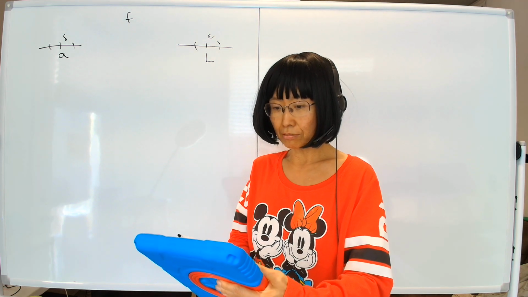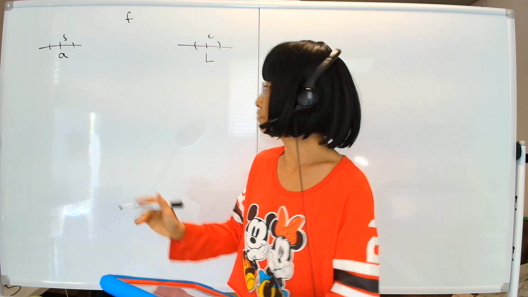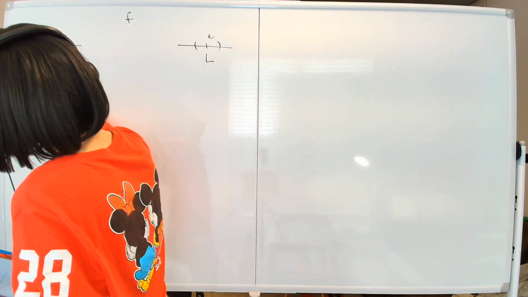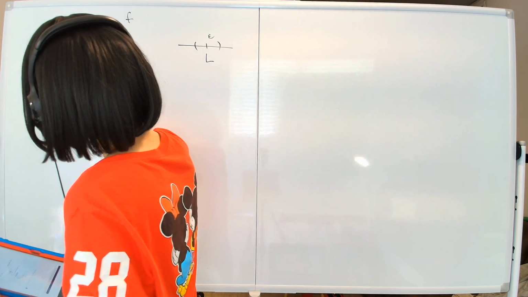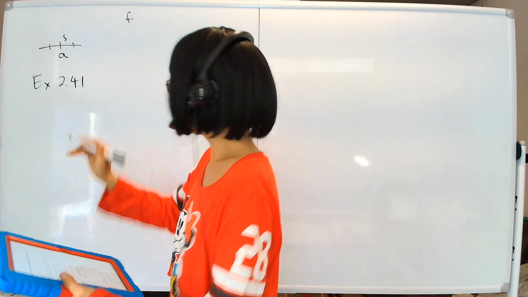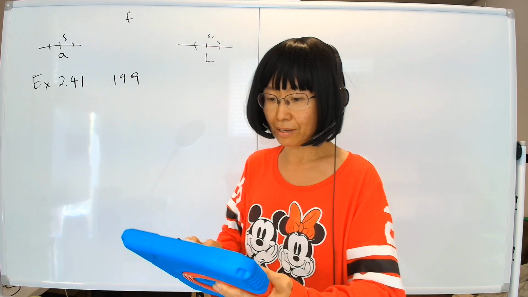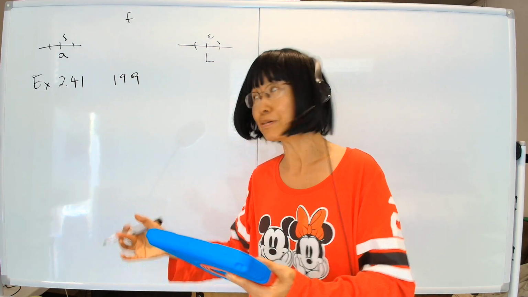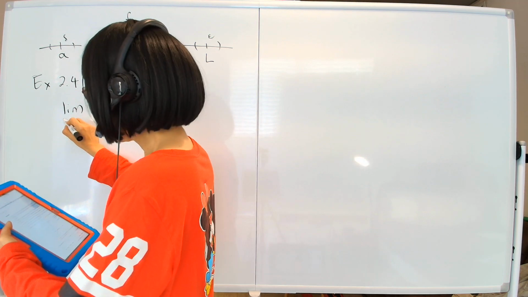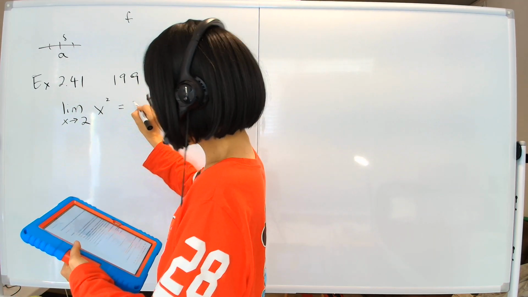What is this? Oh, 2.41. So, example 2.41, which is on page 199. All right. And then we prove another simple problem, that is, prove that the limit of x approaching 2 of x squared equals 4.